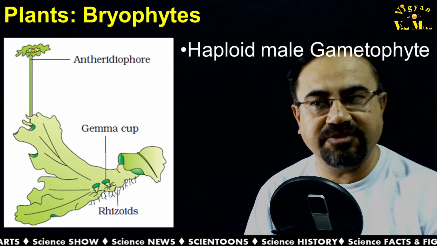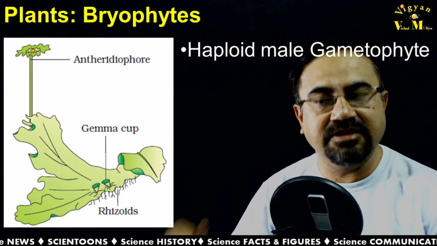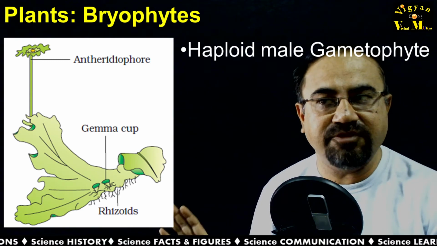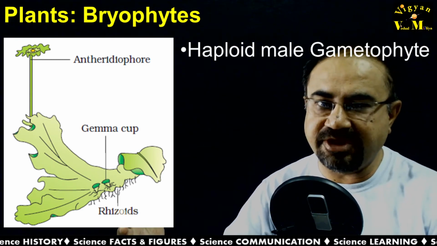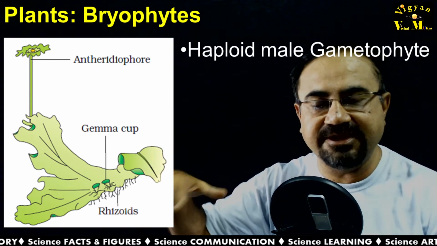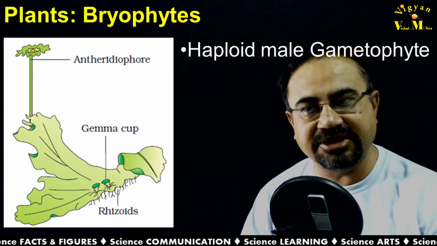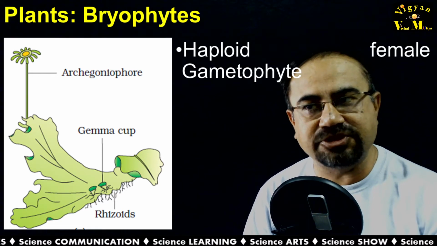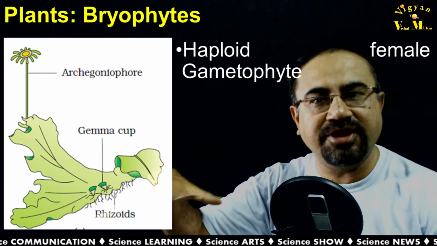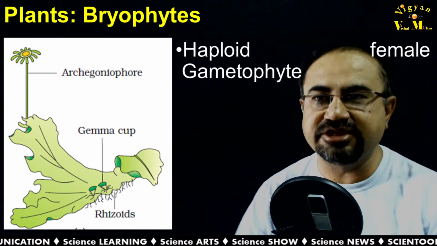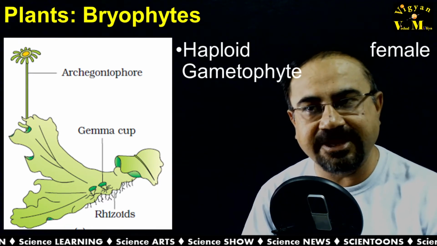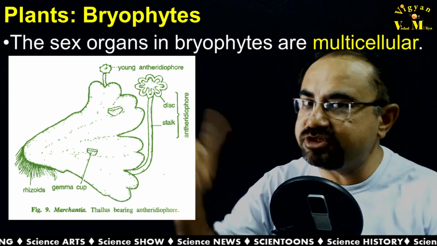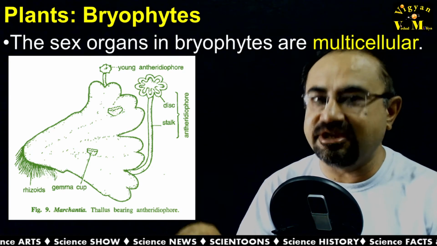This haploid gametophyte produces gametes. One can see here the antheridiophore, which is the male gametophytic structure, having an antheridial disc, while here you can see the female gametophytic structure, that is the archegoniophore, having an archegonial disc and archegonium. We will see it in detail. These sex organs are multicellular in nature, in comparison to alga where they are unicellular.